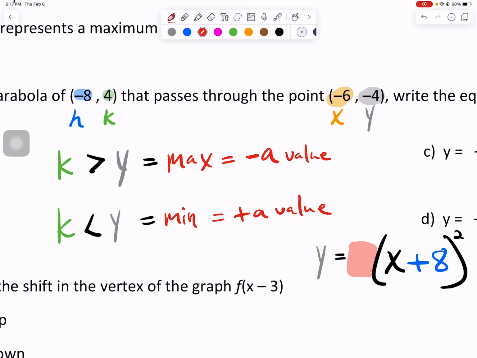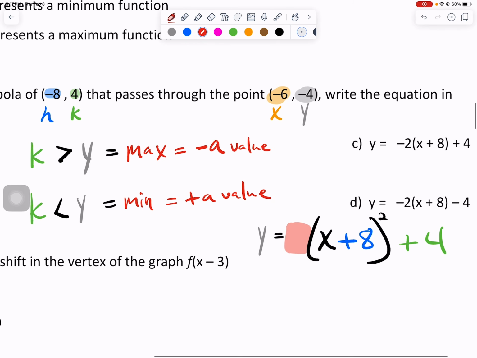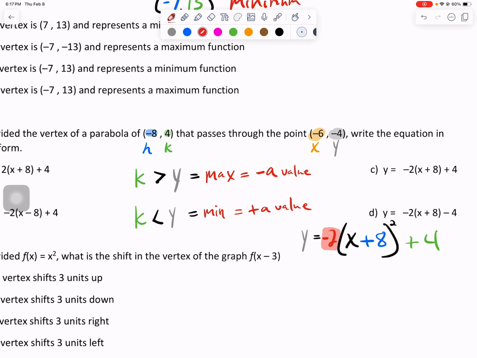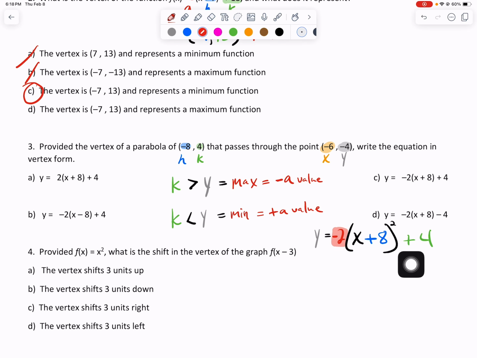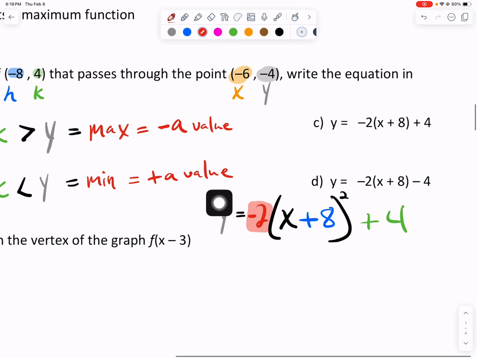Okay, so let's just take a look. K is 4 and y is -4. Well, it's pretty clear that k is greater than y because 4 is greater than -4, giving us a max function, which equals a -a value. So we're looking for a -2. And then we're looking for x +8 and then a +4 on the outside. Well, right here we have a -2. If we're looking for x +8, well, that's x -8. Well, a can't be it because 2 is positive. So we get rid of b. We'll move forward to c. And then we have our -2. Wonderful. We have our x +8.